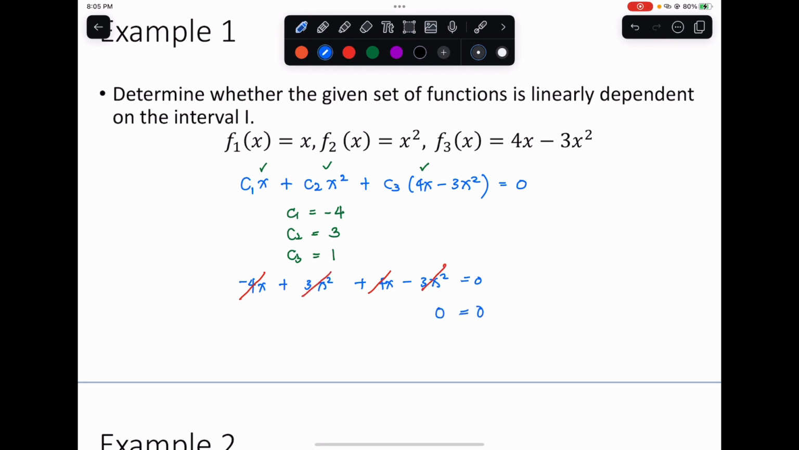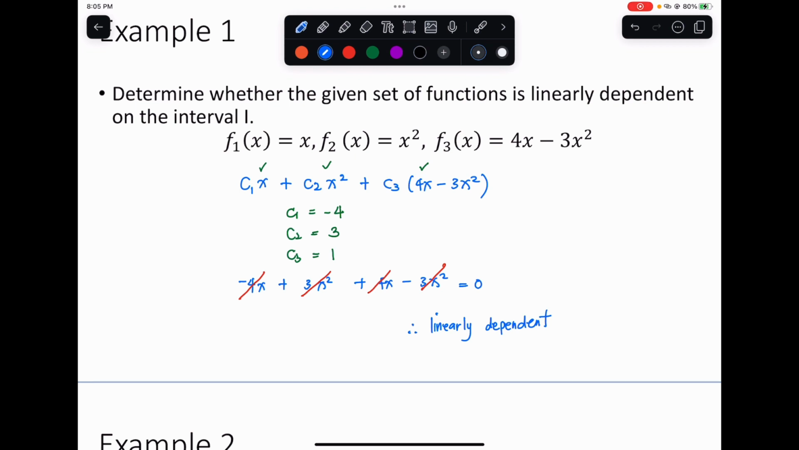So since that makes it equal to 0, I could remove this. This makes the combination linearly dependent with each other. So that makes it linearly dependent.